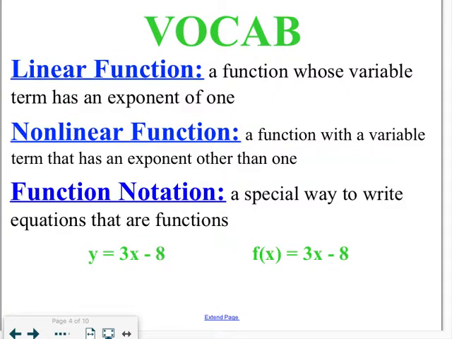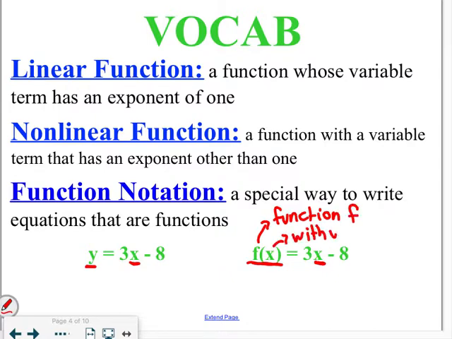Last piece of vocab for you today is function notation. This is a special way to write out equations that are functions. Normally, what you would see is it written out with 2 variable format. So our x is our input and our y is our answer. When we are looking at function notation, the x is still the input, but this output part is written as f of x. What this is saying is we have a function, which we are calling f, with variable x.